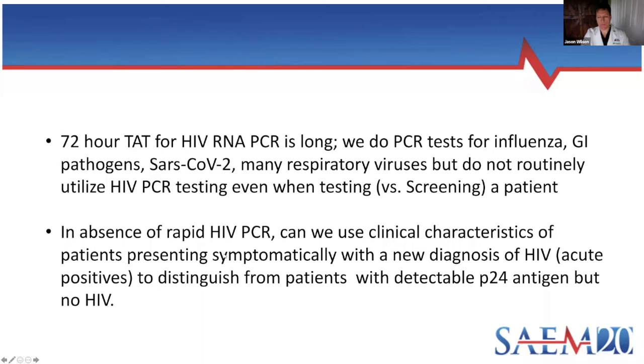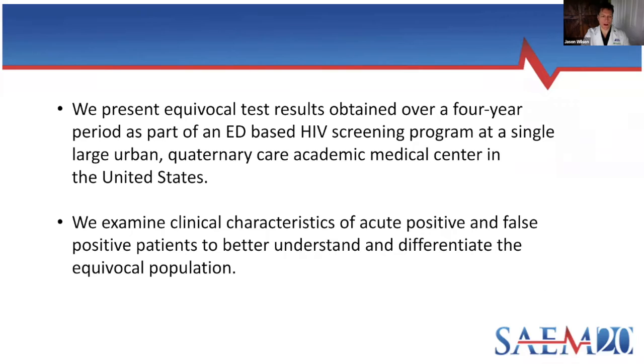The question on the table here is: you've got this patient who's got the antibody antigen reactivity, but an antibody that's negative. Is there something else we can look at to try to figure out if this patient is likely to be HIV positive or an eventual false positive patient? So we'll talk about how often this happens and what we think about the clinical characteristics of those patients over the last 4 years of our experience.